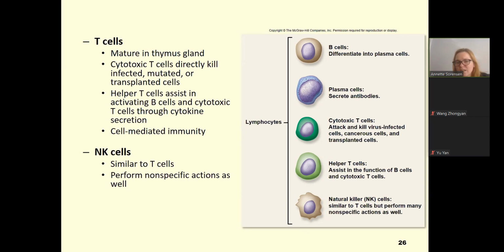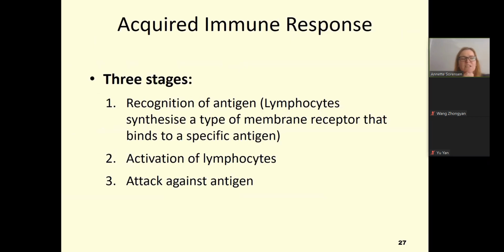Now, the natural killer cells are very similar to the T cells. However, they don't perform a specific action. They're involved actually in both innate and adaptive immunity. So we did talk about natural killer cells yesterday in innate immunity. So there are 3 stages to the acquired immune response. The first stage is recognition of antigen. So it needs to recognize antigen on these cells.